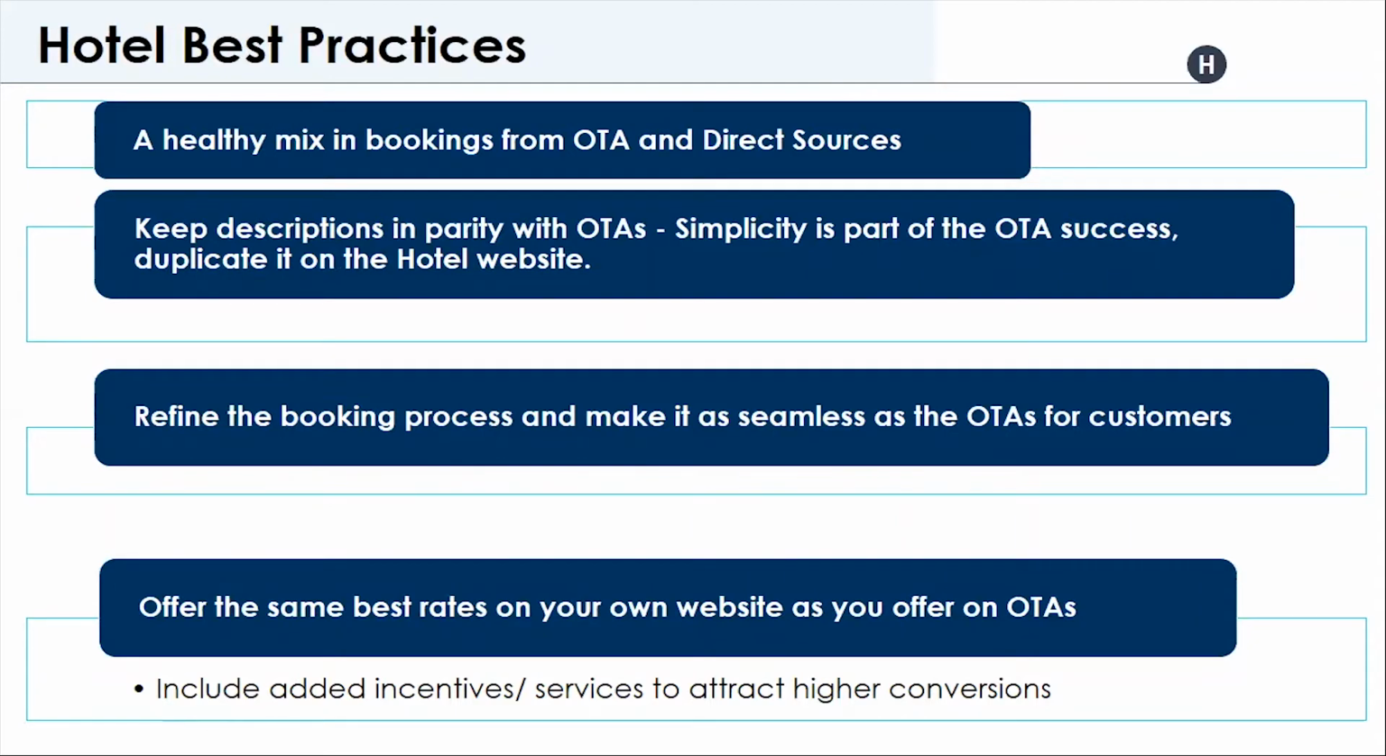So they need a healthy booking mix between the OTA and direct sources. There has to be some sort of price parity between all of this. Hotels can offer some other sort of incentive to make sure that the customer stays on the website and makes the booking on the website, have some loyalty program, or some of the other activities or additional features and functionalities which can be offered along with the room to make sure that the customer does the booking on the website. I had discussed refining the booking process and making it as seamless as the OTAs for the customers, and making sure that the offers are the same.